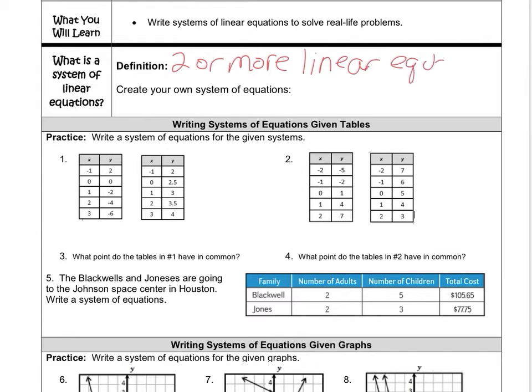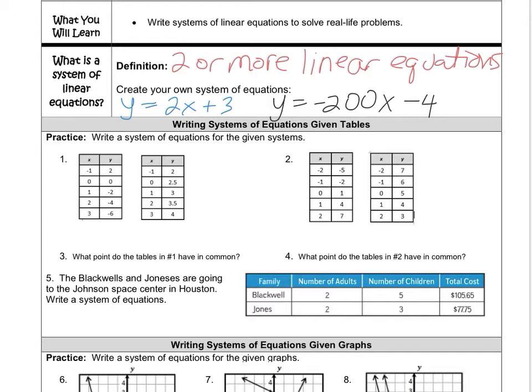It doesn't matter what your two equations are. If you use two equations, you've created a system. So if I wanted to randomly create my own system, I would just make up two random equations, and that would be my system of equations. I'm sure you could write two other ones. They're all going to be systems of equations.